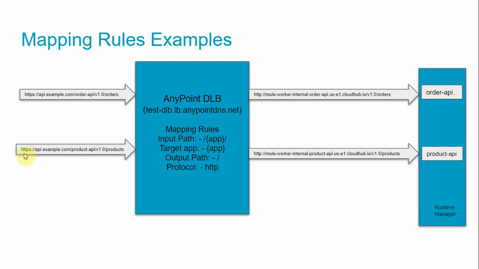Same thing, like I got the request https://api.example.com/product-api/v1.0/products. So again it will apply the same rule. So http mule-worker-internal-product-api.us-east1, v1.0 slash product, it will transfer the request to the product API. That is how.